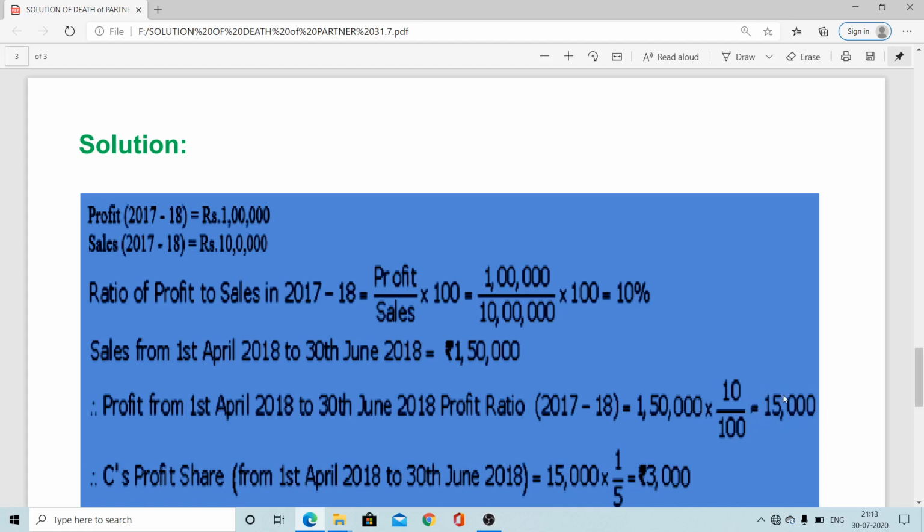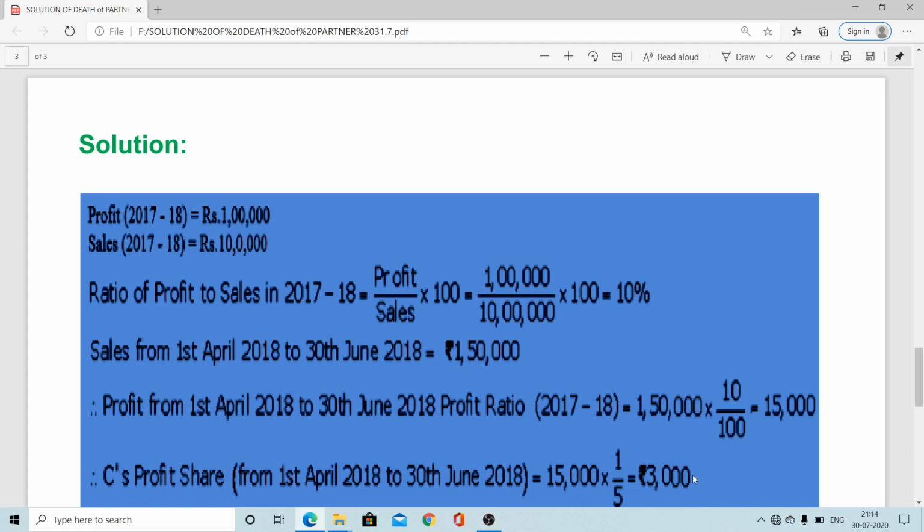Now from there we will have to calculate the deceased partner's share. His share is 1/5. So 15,000 into 1/5 is coming 3,000, the share of profit of the deceased partner. So that was the instruction, to calculate the deceased partner's share of profit. So here C is the deceased partner, his share of profit is 3,000. Now the entry we know. Though it is not asked here, if you want to pass the entry, then it will be profit and loss suspense account debit to C's capital account. So this is the preliminary idea for the learner regarding this chapter, death of a partner.